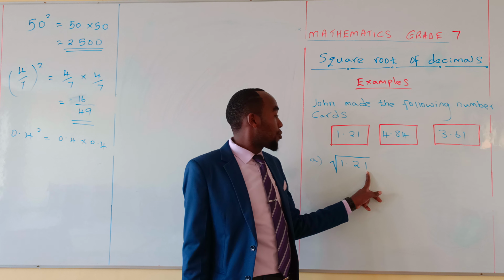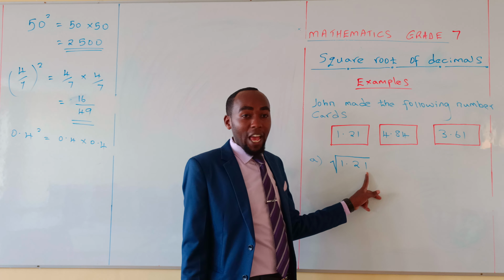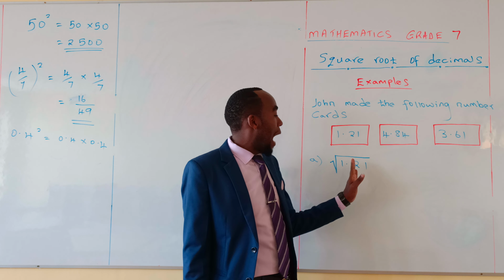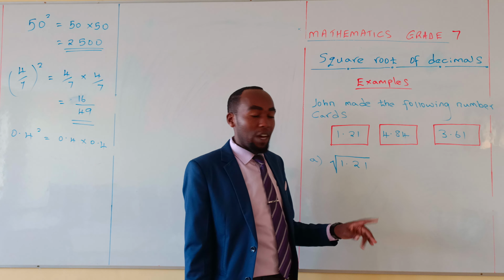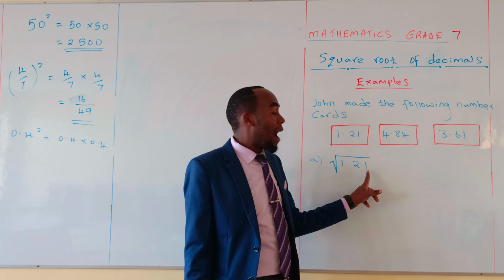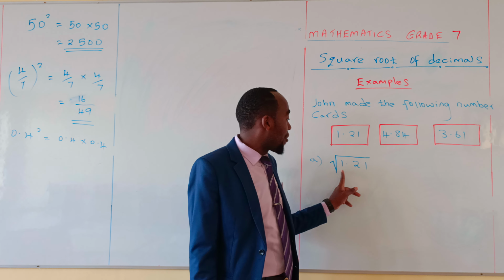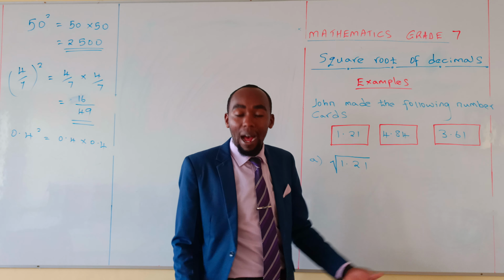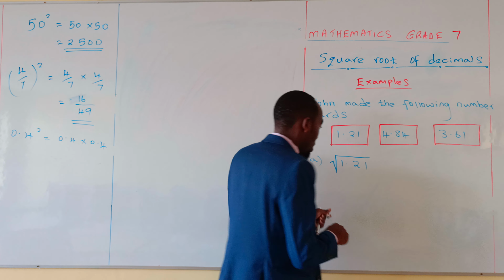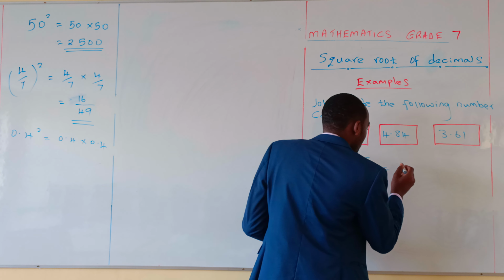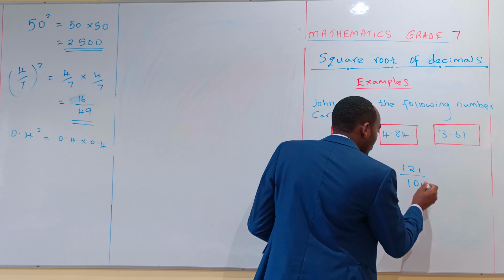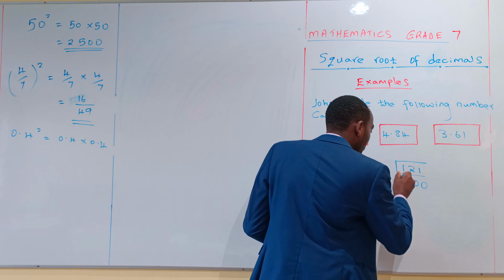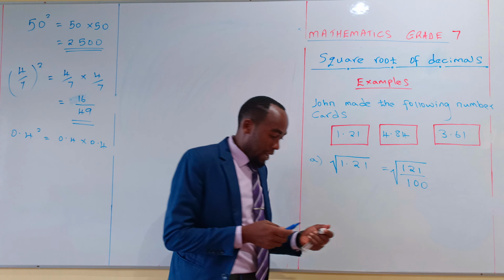Therefore, if we are to write this number as a fraction, it will be 121 over 100, because the place value is tenth hundredth. Therefore, this is what you will have. That is 121 over 100. Are we there? Very nice.